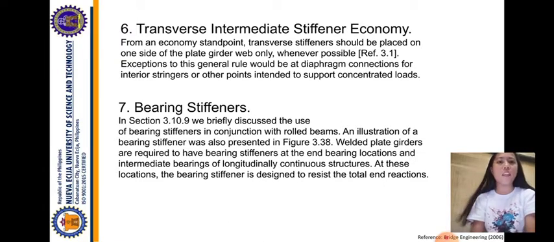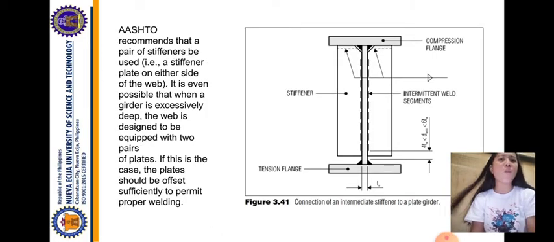Number 7. Bearing stiffeners. In section 3.10.9, we briefly discussed the use of bearing stiffeners in conjunction with rolled beams. An illustration of a bearing stiffener was also presented in Figure 3.38. Welded plate girders are required to have bearing stiffeners at the end bearing locations and intermediate bearings of longitudinally continuous structures. At these locations, the bearing stiffener is designed to resist the total end reactions. AASHTO recommends that a pair of stiffeners be used, in other words, a stiffener plate on either side of the web.